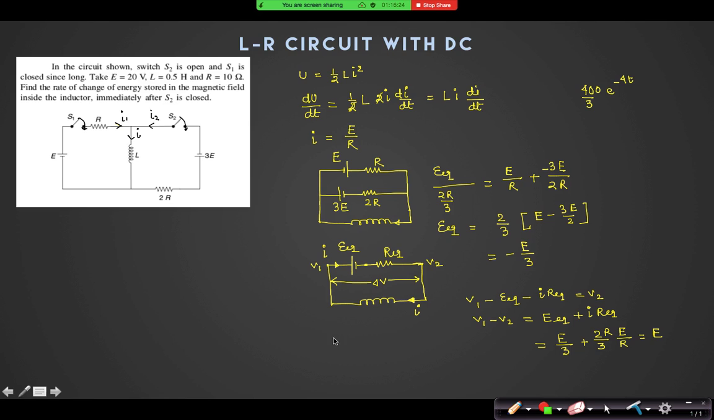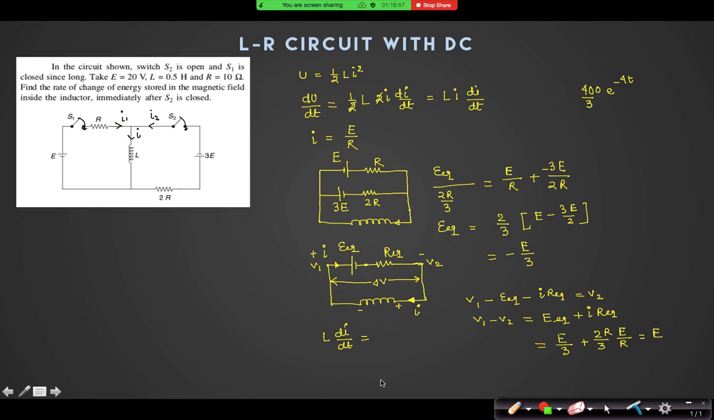So I can say now L into di by dt. Actually here you will find negative. Why? Because look, this polarity is positive. V1 minus V2 is positive. V1 is positive, V2 is negative, right? And here you are getting positive, negative. So the rate of change of energy, I think it will decrease, right? But whatever it may be, I don't have to bother.